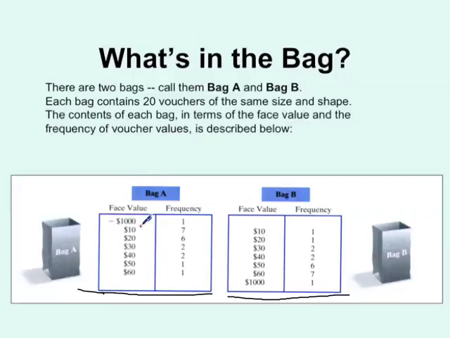What we see here in bag A, we've got a negative $1,000 voucher in bag A. There's only one of those. There's seven $10 vouchers, six $20 vouchers, two $30, two $40s, $150, and $160. Over here in bag B, notice that there is one $1,000 voucher. There are seven $60 vouchers, six $50, 40 of the twos, 32 of the, two of the 40s, two of the 30s, one of the 20s, one of the 10s, okay?